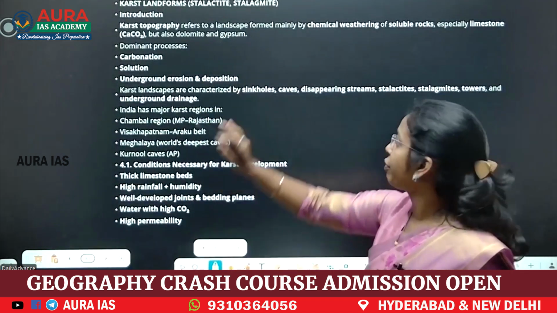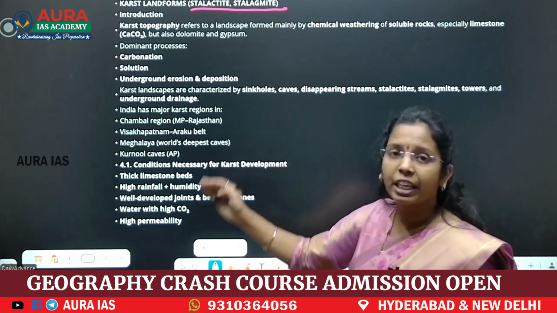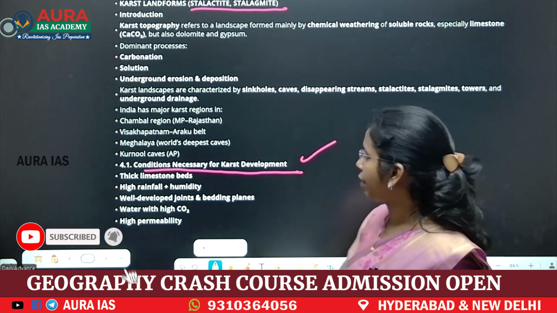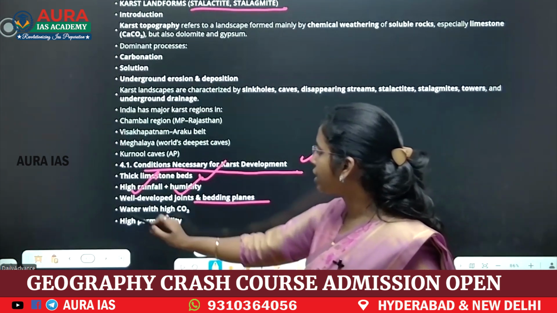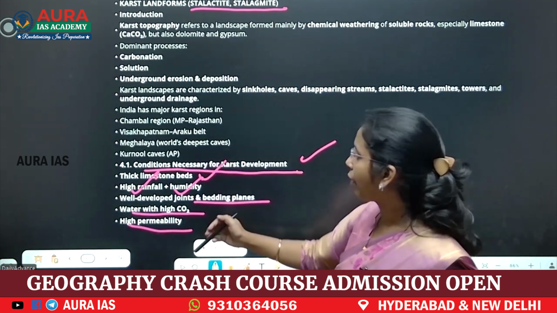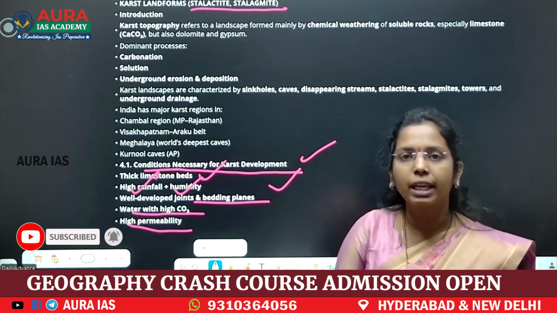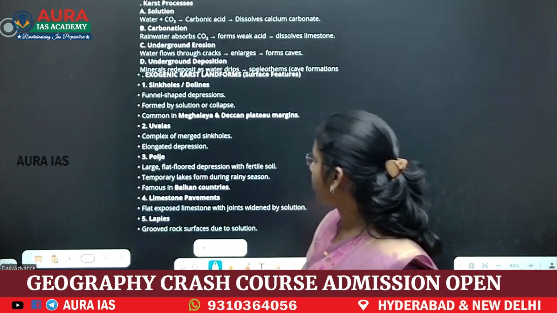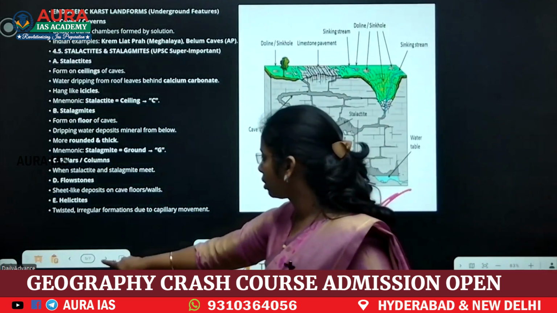See, when you see the material, for example, karst landforms, pointer-wise material, it will be very easy and simple for you to learn. Example, conditions necessary for karst development: thick limestone beds, high rainfall, humidity, well-developed joints and bedding planes, water with high CO2, carbon dioxide, high permeability. If you have pointer-wise notes, then you will easily remember all the points and it is very understandable, easy to remember. Along with the images, we are going to provide the material in our course.